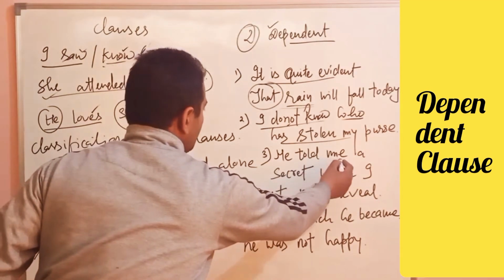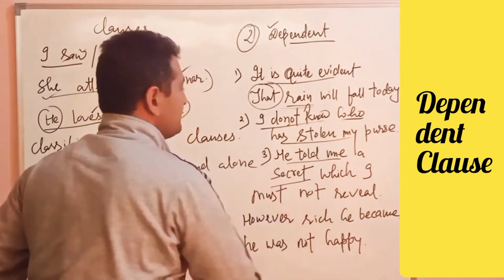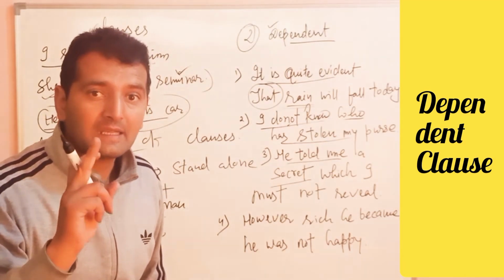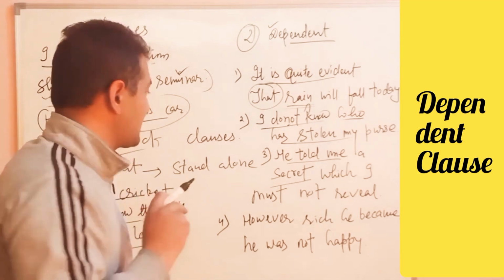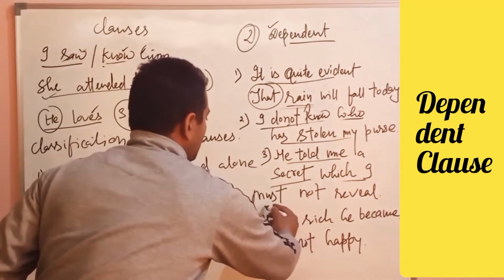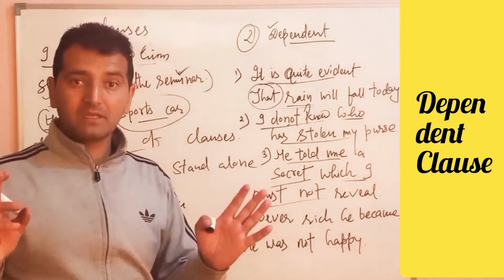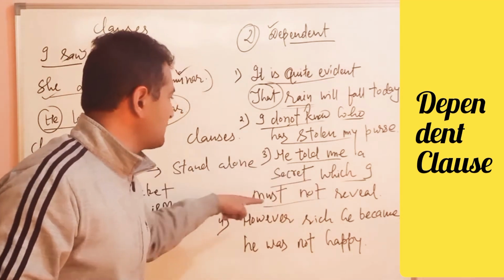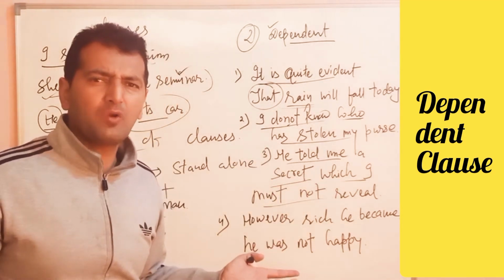Next, "He told me a secret." This is the independent clause, the principal clause. It has the capacity to give its meaning on its own. "Which I must not reveal," meaning I must not reveal it. If it was only that, "which I must not reveal," what would be the meaning of that? No meaning.